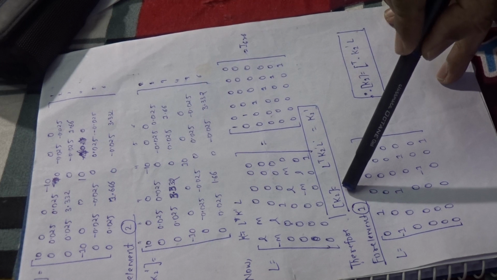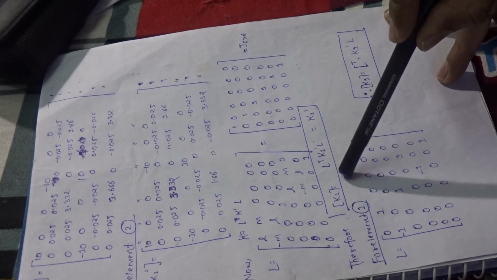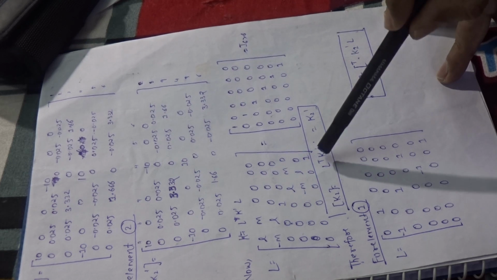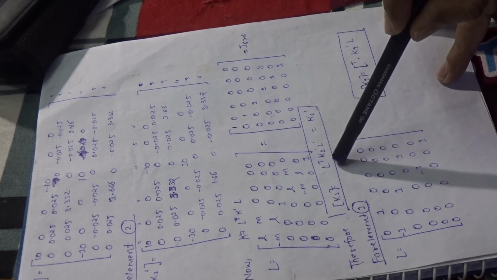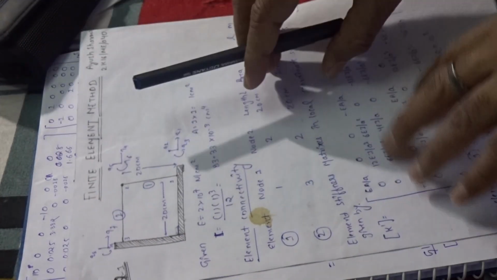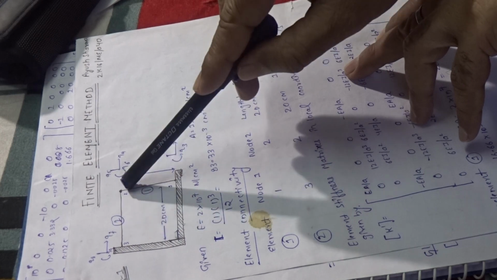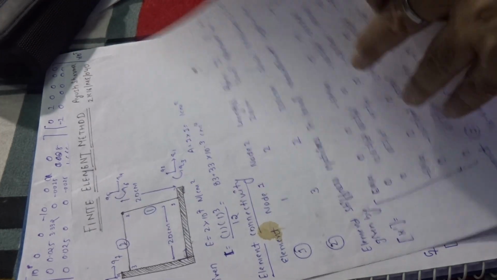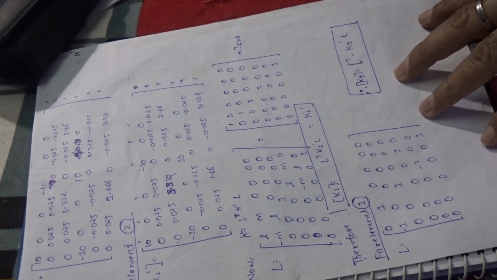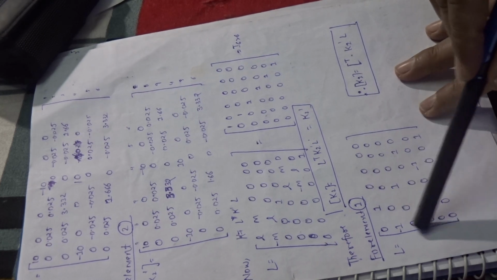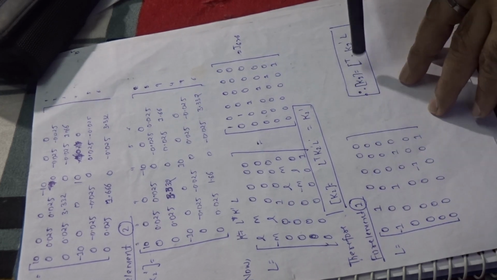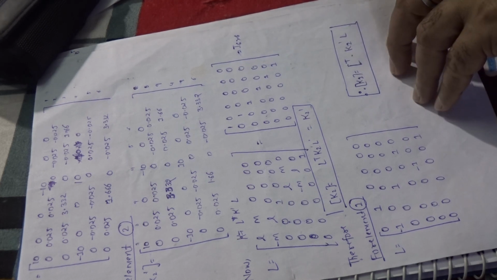Now therefore, similarly, K2 is equal to L transpose K2 L, which is equal to K2 dash, because this is straight and oriented at 0 degrees, so when you multiply you will get the same. When you multiply it, you will get K2 dash. So for element 1, write the value of L, this one, and K, this is the global stiffness matrix.